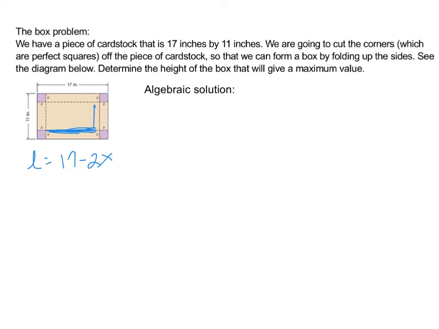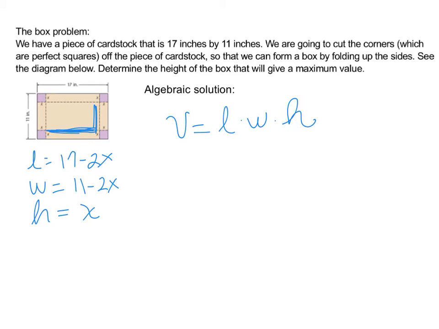And then the width of the box would be this size, and you would say that was 11 minus 2x. And then if you fold up the edges, that would be the height of the box, and that would just be x. So an algebraic solution would be to set up the volume as length times width times height. We don't care that it doesn't have a lid. We're not dealing with surface area. So the volume would be something like this.